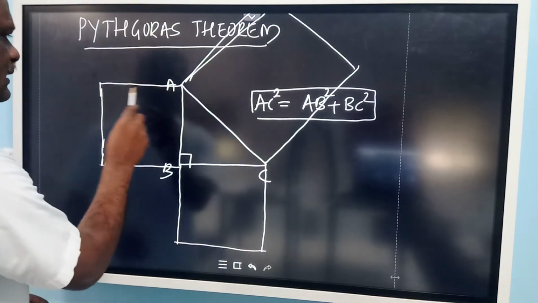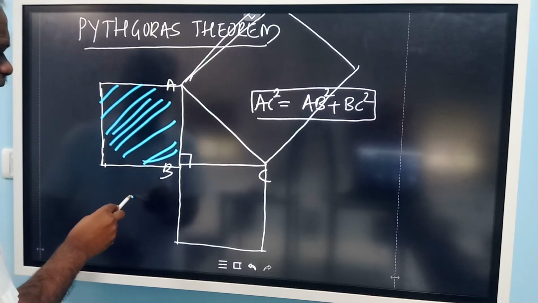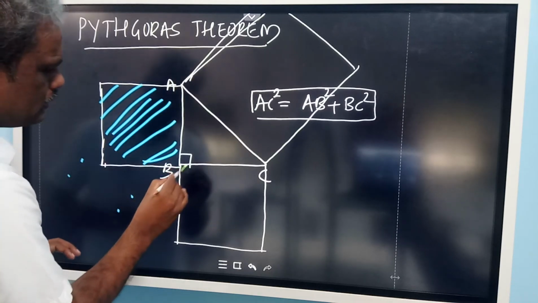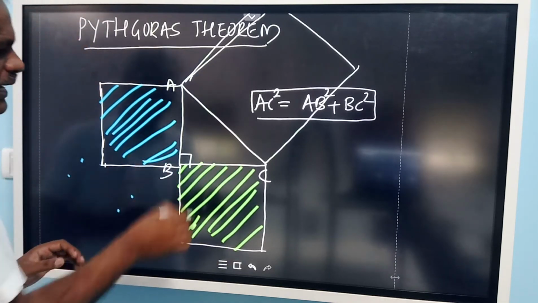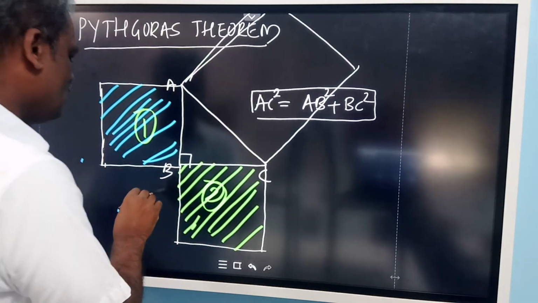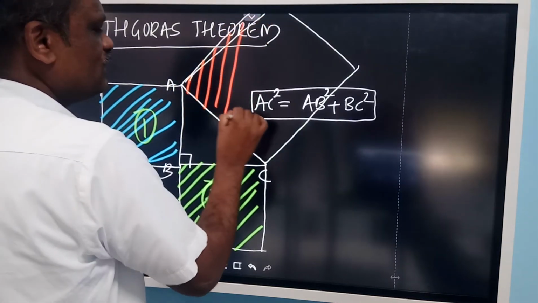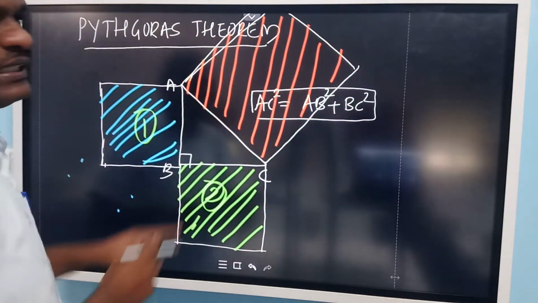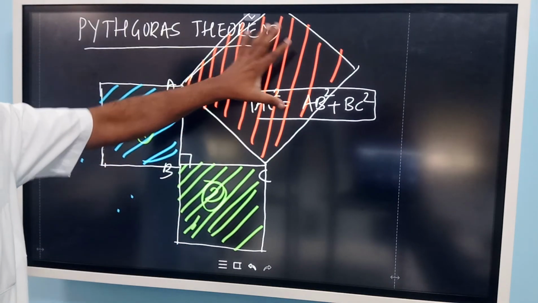So this is square area. If you add this area with another, look at this. You have to find out the area of these two squares and add them. If you add this square and this square, the total area will always be equal to the area of this hypotenuse square. Area of this square plus area of this square is equal to area of this square.